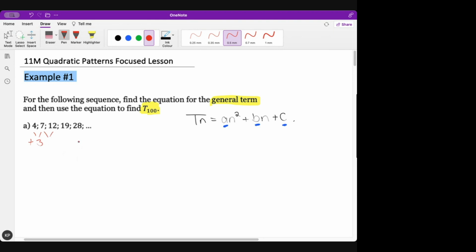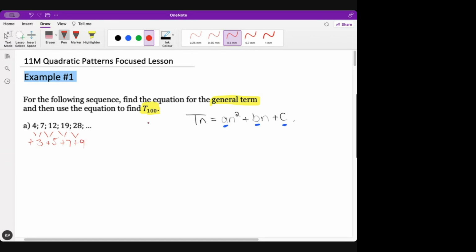What about between term 2 and 3? Thank you. That would be a plus 5. Term 3 and 4, that would be a plus 7. We can see a trend here. And the last one, term 4 to 5, is plus 9.